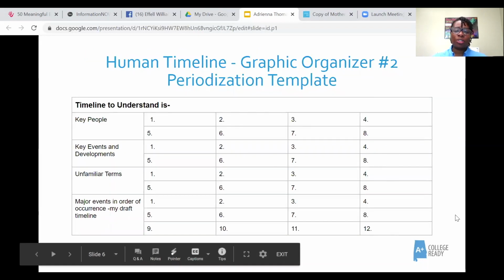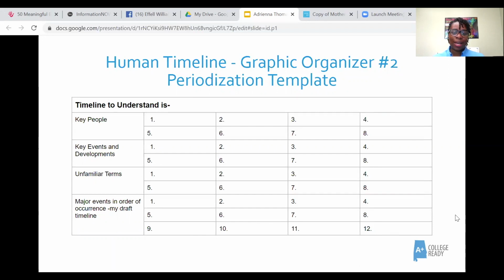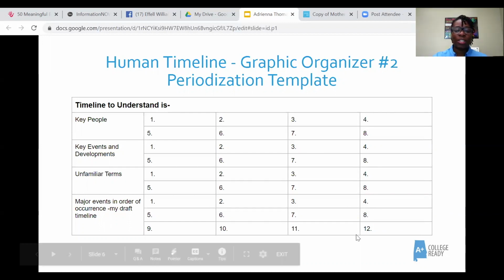Now, remember we talked about periodization. That's one of the things that helps with the human timeline. So this is just another graphic organizer that you can use if you're deciding to focus on a certain period of time. You'll pull out the key people during that period of time, the events or developments, those terms that may seem unfamiliar, and then a major event in order during that periodization. So the first organizer talked about just pulling out a certain concept or theme, but this one is actually dealing with periodization.